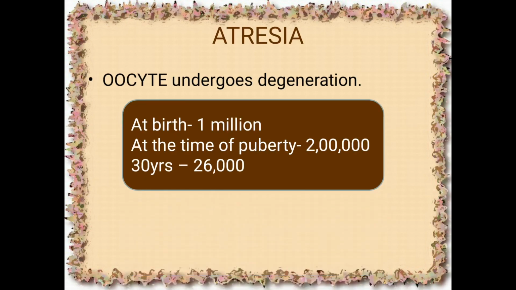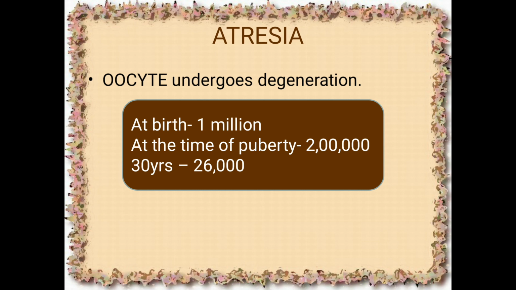Atresia. So what is atresia? The process of degeneration of the oocyte is called atresia, and it starts from intrauterine life. At birth, there are about 1 million primary oocytes. At puberty, it is about 2 lakhs. By the age of 30, only about 26,000 oocytes remain in the ovary, and at menopause, the ovaries are virtually devoid of oocytes.